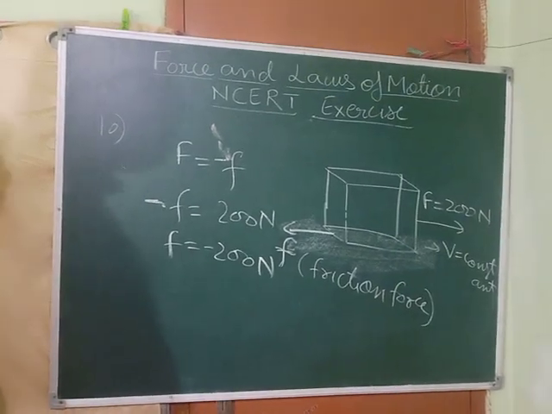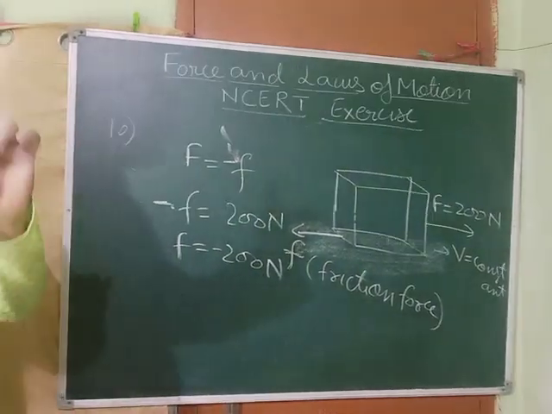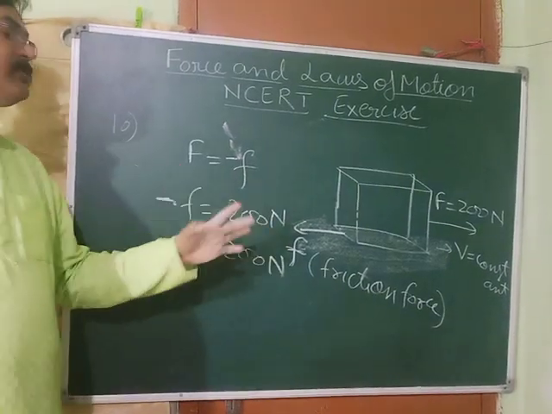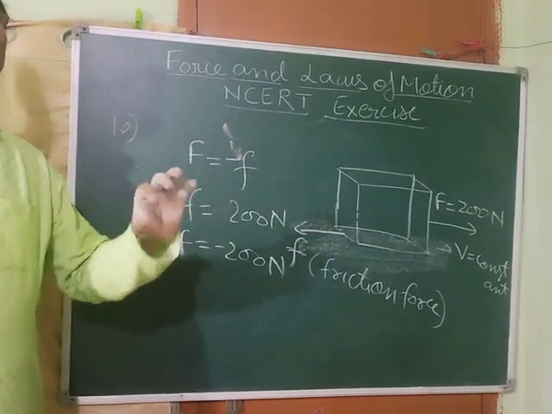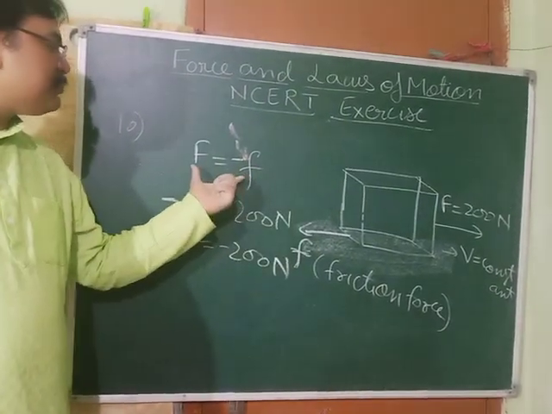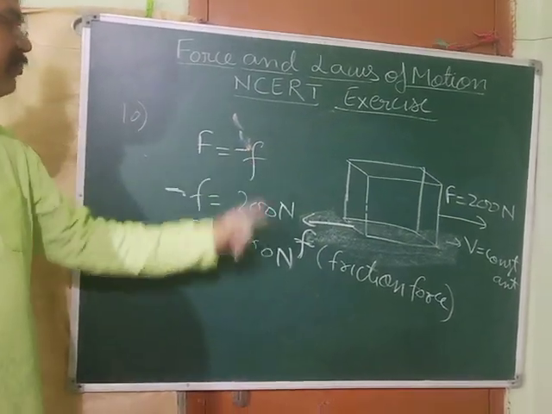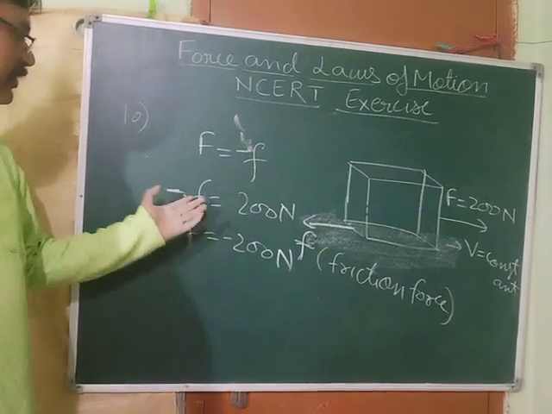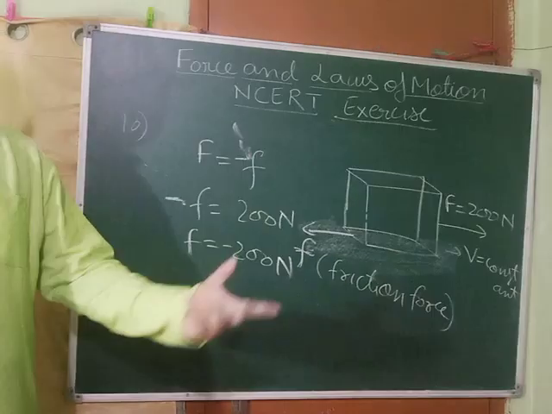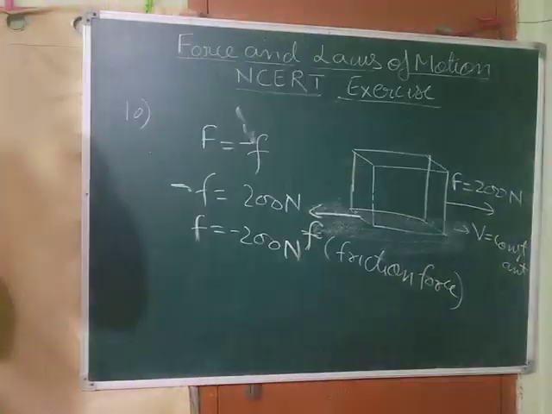So remember, whenever a body is moving with constant velocity, the net force acting on the body is 0. It means the forces acting on the body are balanced, or they are balancing each other. Both have the same magnitude, and their direction is also opposite. Only then can they balance. That's why we have got the minus sign, and that's why we get F equals minus 200. If they are not in the opposite direction, they cannot balance. They will get added. Clear? Now the next part of the question.